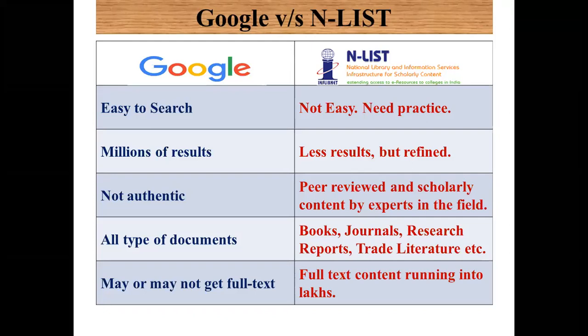It will search in journals, research reports, trade literature, and there are many other reviews. So many literature and information sources are there in Enlist, where your search term will be searched, and accordingly the results will be given. In Google, as I said, you may not get the full text, in the sense that you cannot download or read the entire thing. Sometimes it may give it, but as I said, it may not be authentic.